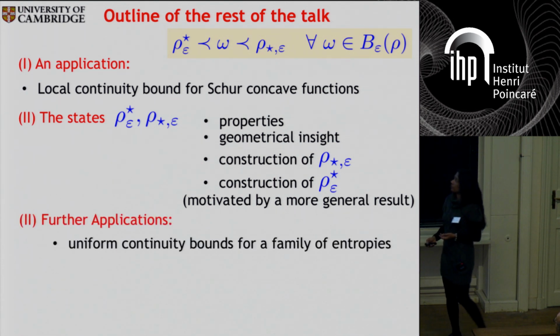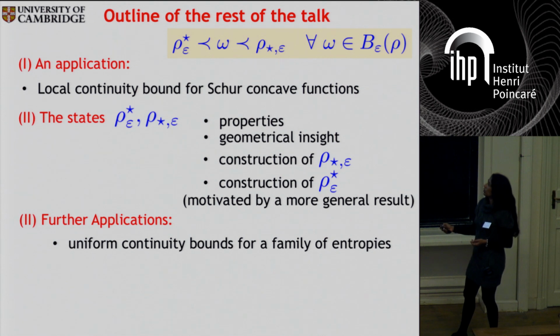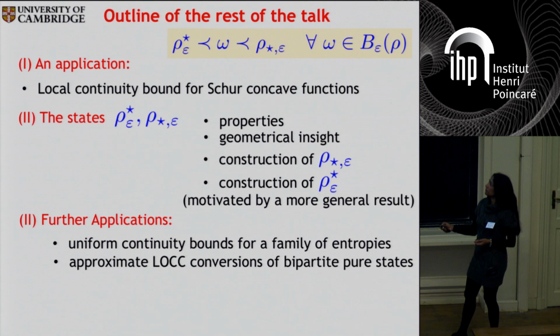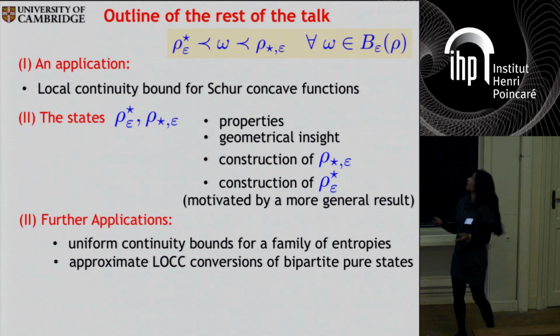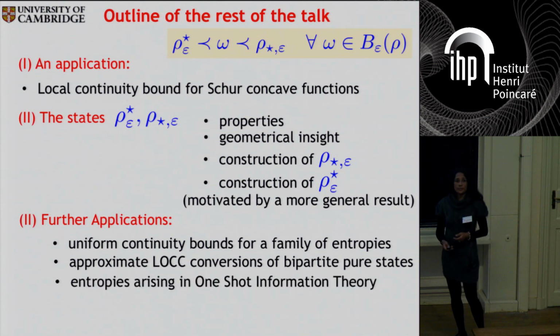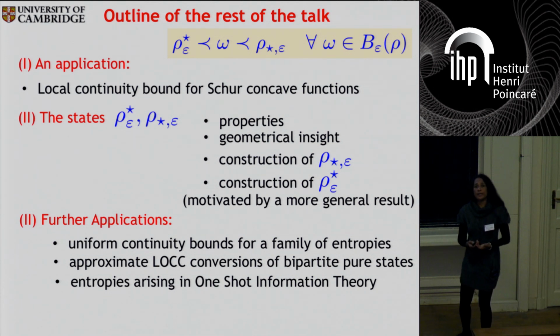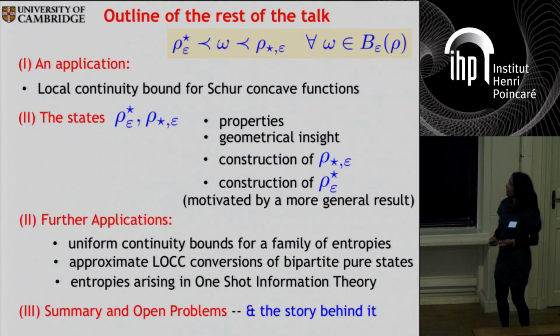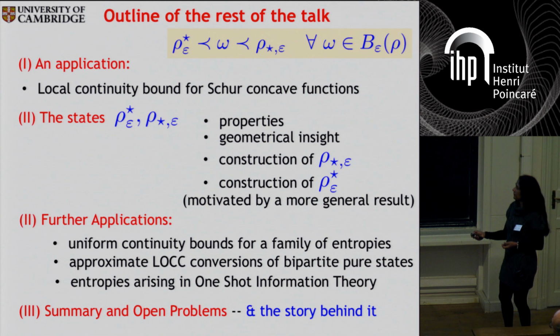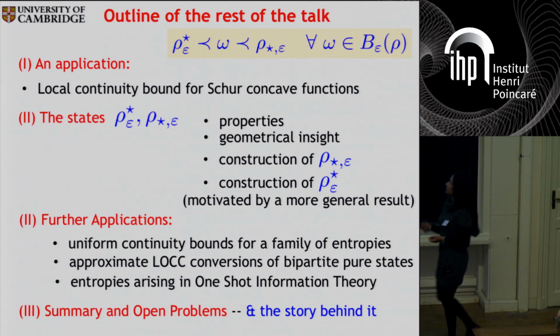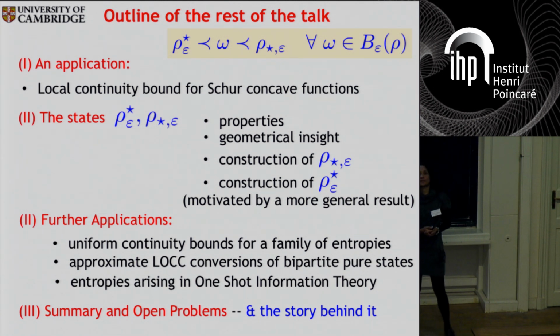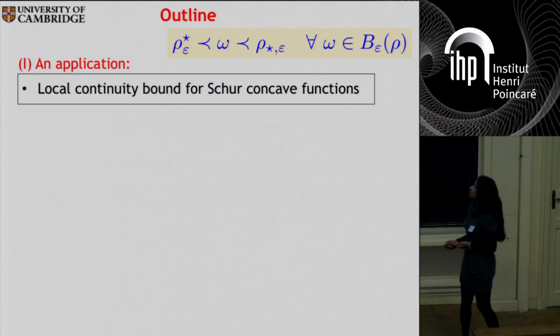And then I will talk about some further applications: uniform continuity bounds for a family of entropies, approximate LOCC conversions of bipartite pure states, and expressions of entropies arising in one-shot information theory. And then if I get the time, I'll give the summary and open problems and the story behind how we started working on this problem.